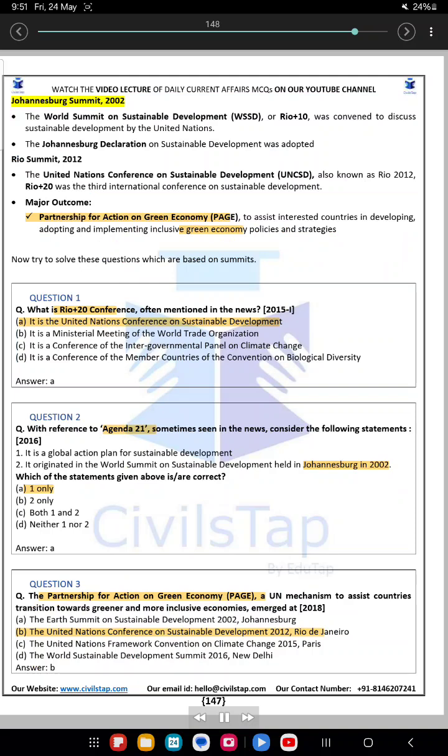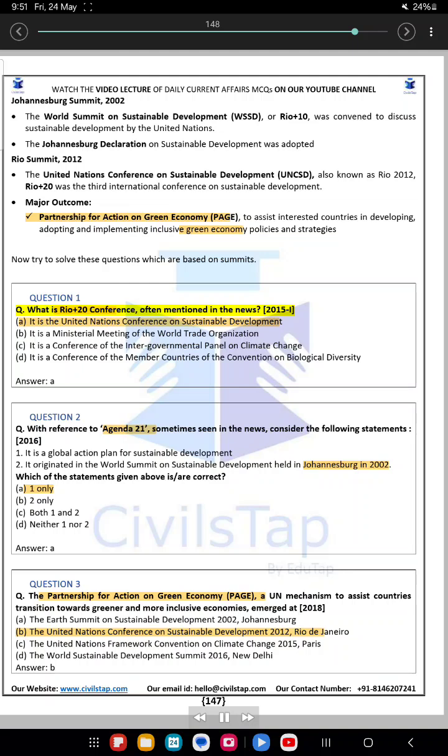Johannesburg Summit, 2002. The World Summit on Sustainable Development, WSSD, or Rio Plus 10, was convened to discuss sustainable development by the United Nations. The Johannesburg Declaration on Sustainable Development was adopted. Rio Summit, 2012. The United Nations Conference on Sustainable Development, UNCSD, also known as Rio 2012, Rio Plus 20 was the third international conference on sustainable development. Major outcome: Partnership for Action on Green Economy, PAGE, to assist interested countries in developing, adopting and implementing inclusive green economy policies and strategies. Now try to solve these questions which are based on summits.